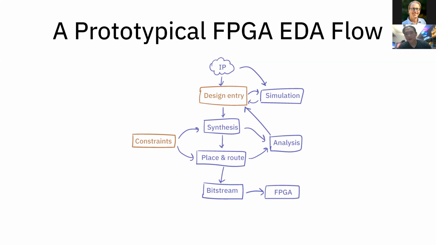And then oftentimes you close that loop through a set of analysis tools. So if you're not meeting timing or if you're not meeting area constraints or it doesn't fit, then you do some analysis and pop back to the design entry level and repeat that loop again. So that's what a very typical EDA flow would be.